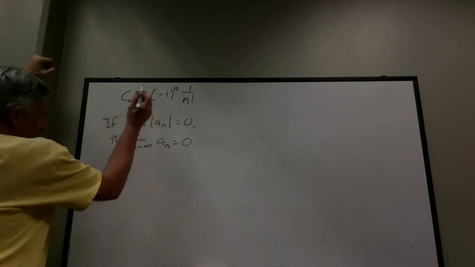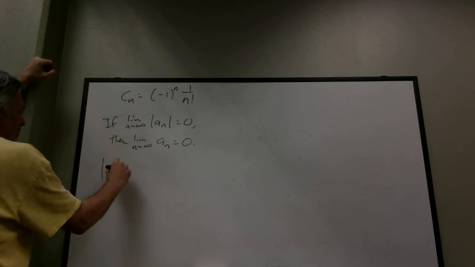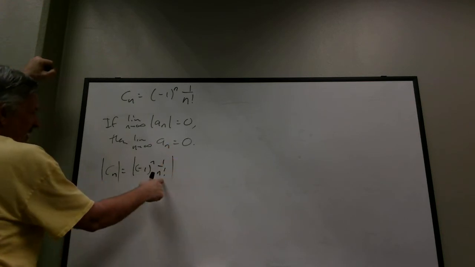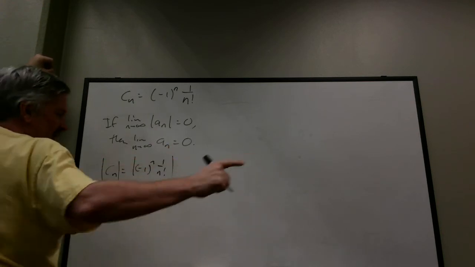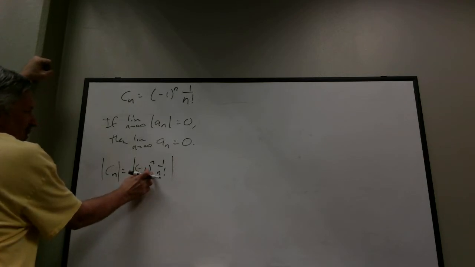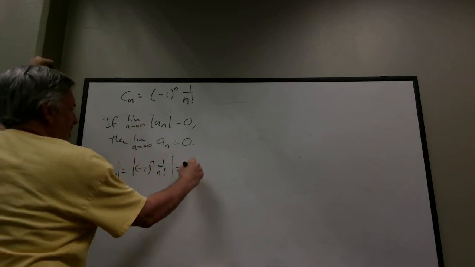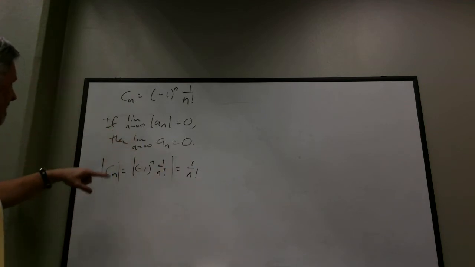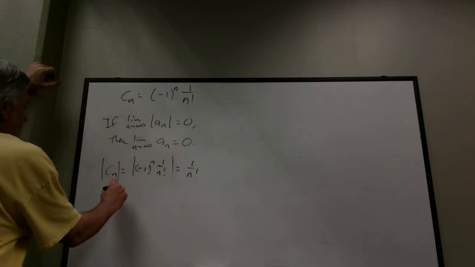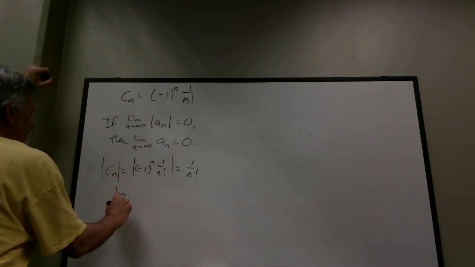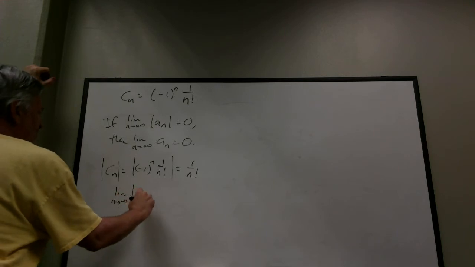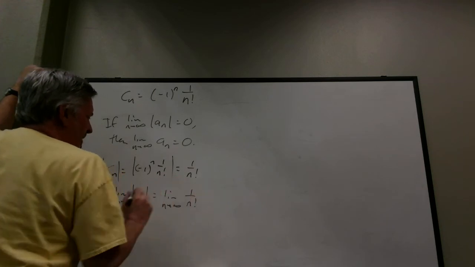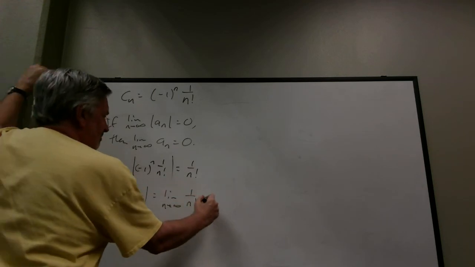So Cn is that, I'm not going to write it again. Let's take the absolute value of Cn. Well, 1 over n factorial is always positive because we're assuming n is 1, 2, 3, etc. That's either plus or minus 1, so the absolute value of that is just 1 over n factorial. Now let's take the limit of the absolute value. So the limit as n goes to infinity of the absolute value of Cn is the limit as n goes to infinity of 1 over n factorial, and we already discussed that's 0.